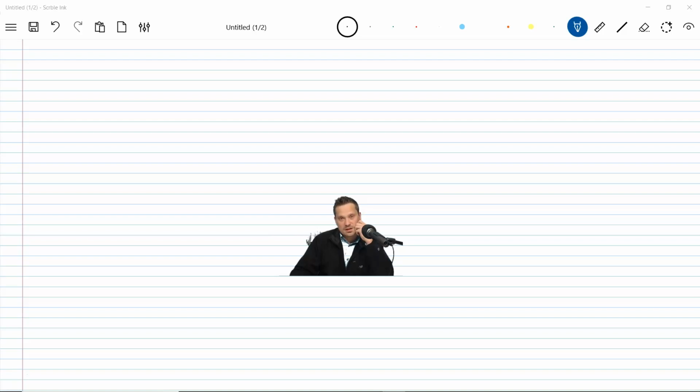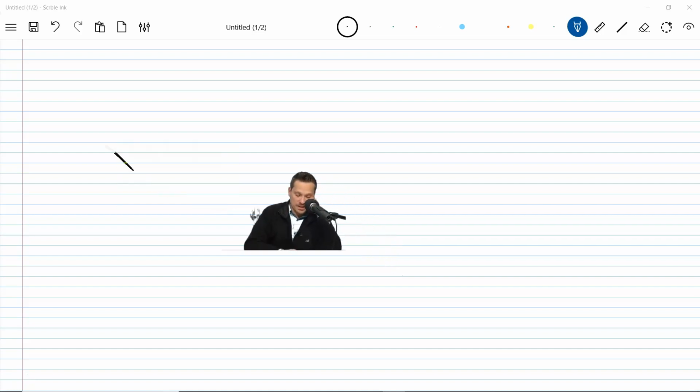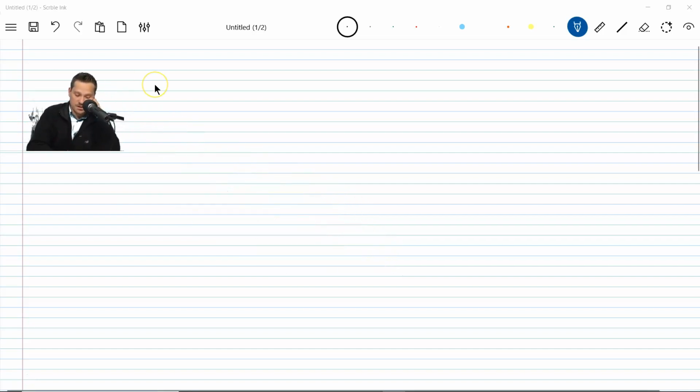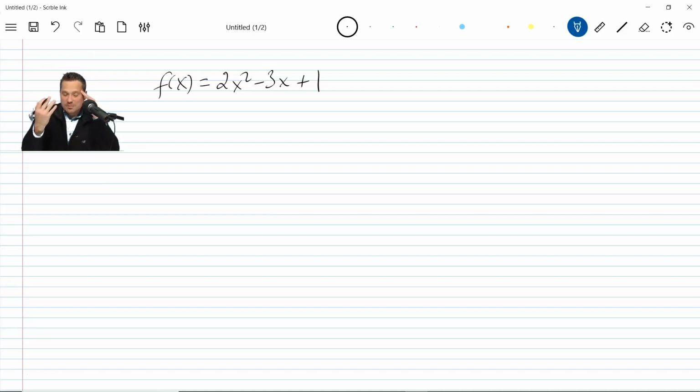Hello everybody, in this one, just for the fun of it, we're going to find the difference quotient for a quadratic with 3 terms. So let me make up an example here. So I'm going to say, for example, that first of all, f of x equals 2x squared minus 3x plus 1. So first we need to compute the pieces.